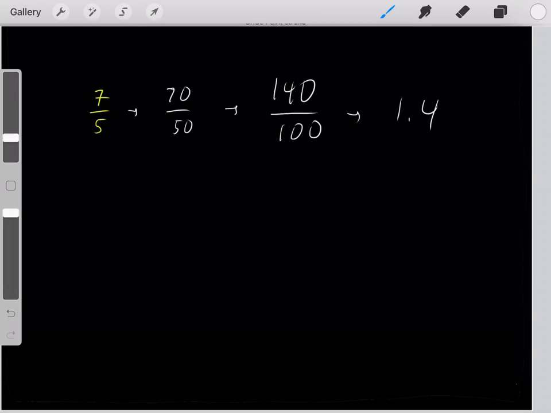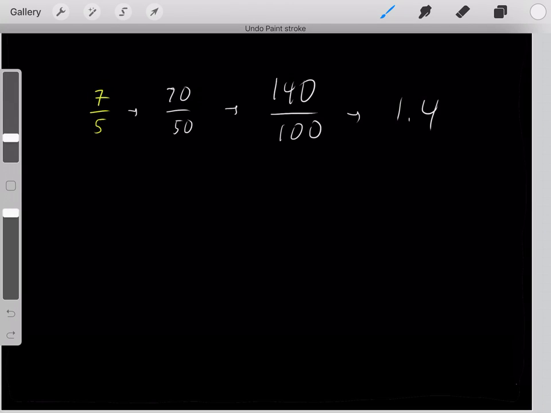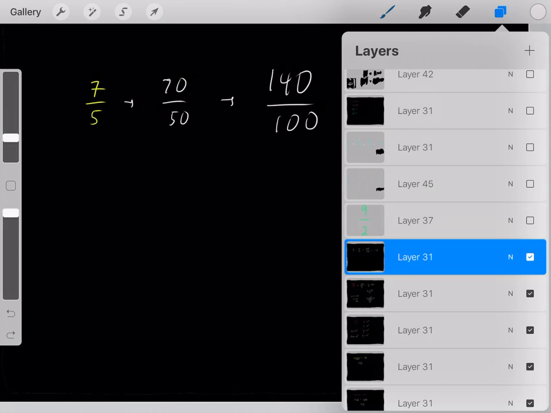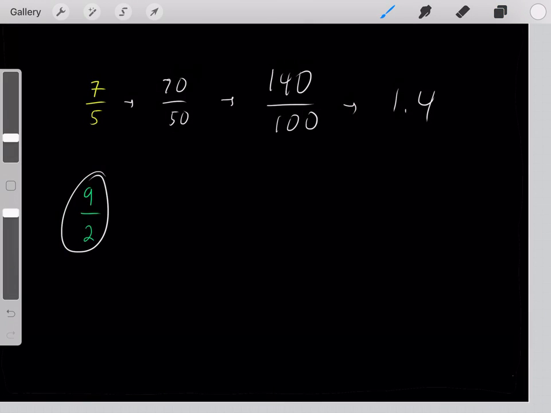Again, we cancel the magnitudes, and now we essentially have 14 divided by 10. So dividing anything by 10 is just one magnitude. So now we have 1.4. So now let's do another example. 9 divided by 2. Well, again, what we can do is we can multiply both sides by 10, multiply top and bottom by 10, so we have 90 divided by 20.